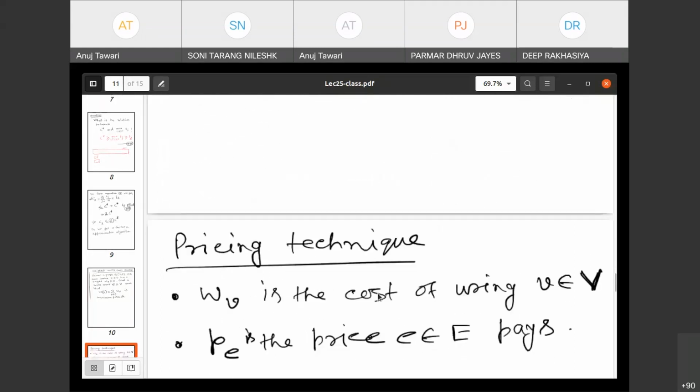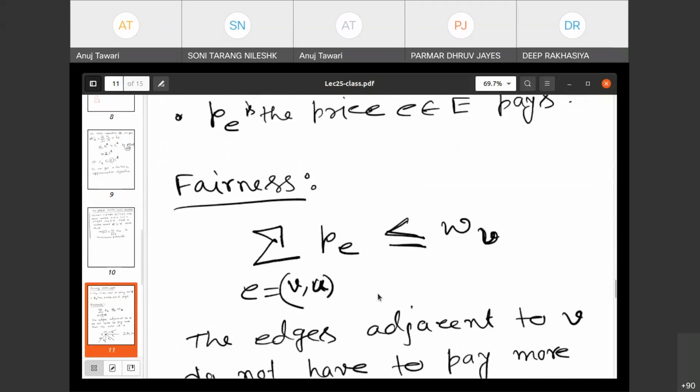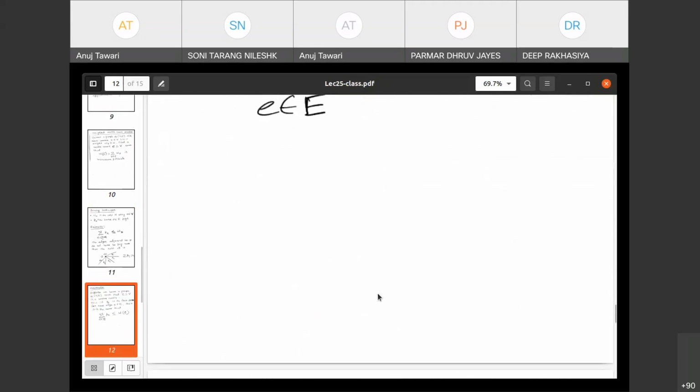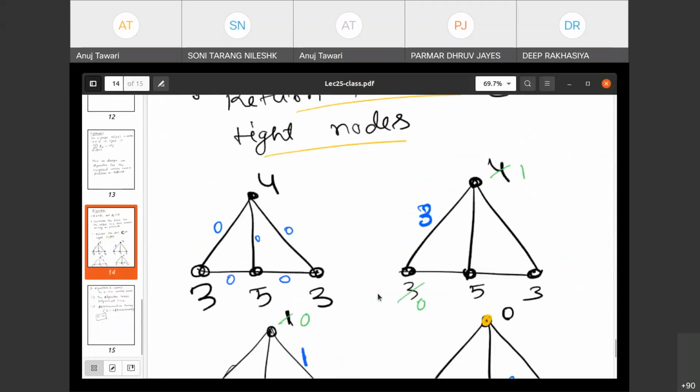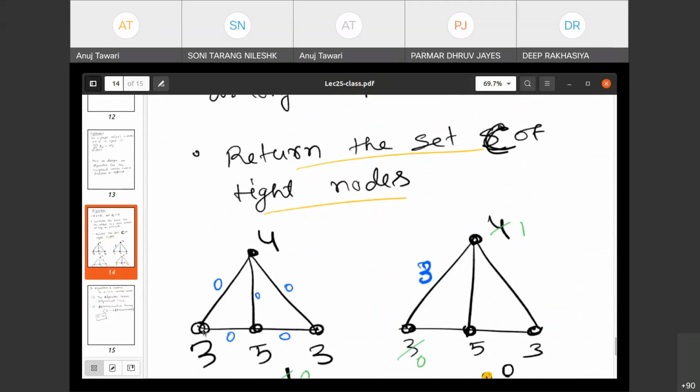Okay, let's see some examples maybe. Let's look at this particular graph. Let's say there are just four vertices in this graph, and one of them has weight 3, the others have 5, 3, and 4. So what vertices are you going to pick here so that the total weight of the vertex cover is as small as possible?